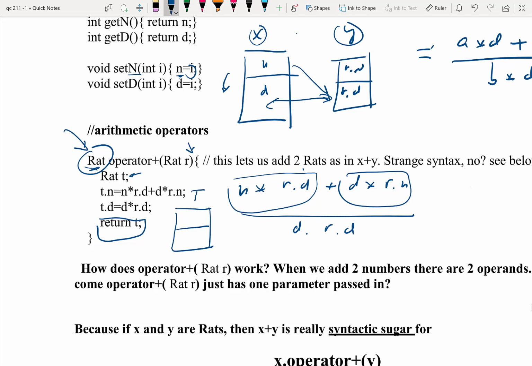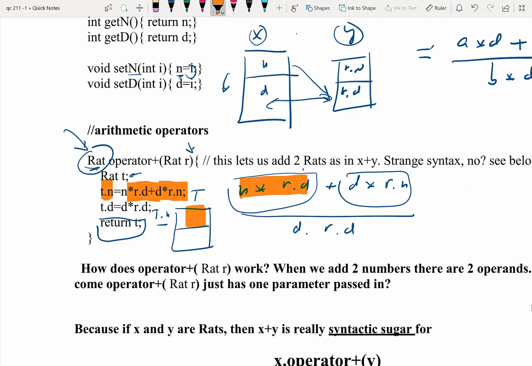So what is going to be the numerator of t? Well, t dot n, right? T is an object, and I'm a member function, so I can refer to the numerator and denominator by explicitly using their name. So for the rat t, t dot n is going to be n times r dot d, plus d times r dot n. That's the numerator. So I put that into t dot n.